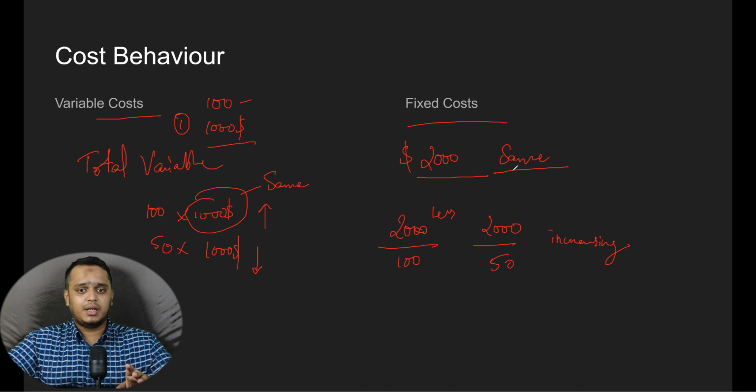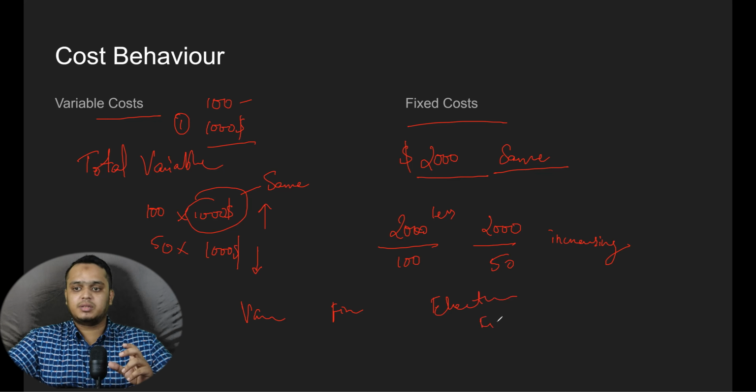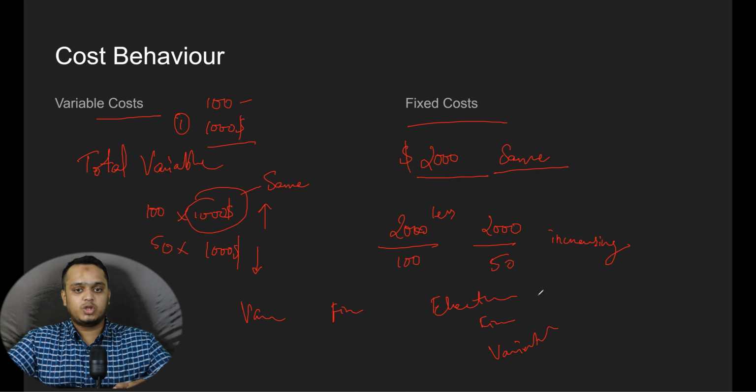Now, you'll also find some types of cost which are a mixture of both, like they are variable and fixed, and you'll not be able to know how much portion is variable and how much portion is fixed. Suppose you're paying an electricity bill. Under the electricity bill, there will be some portion which is fixed and some portion which is variable. Now, if there's a question asking you how much is the fixed portion and how much is the variable portion, that's a challenge for you.